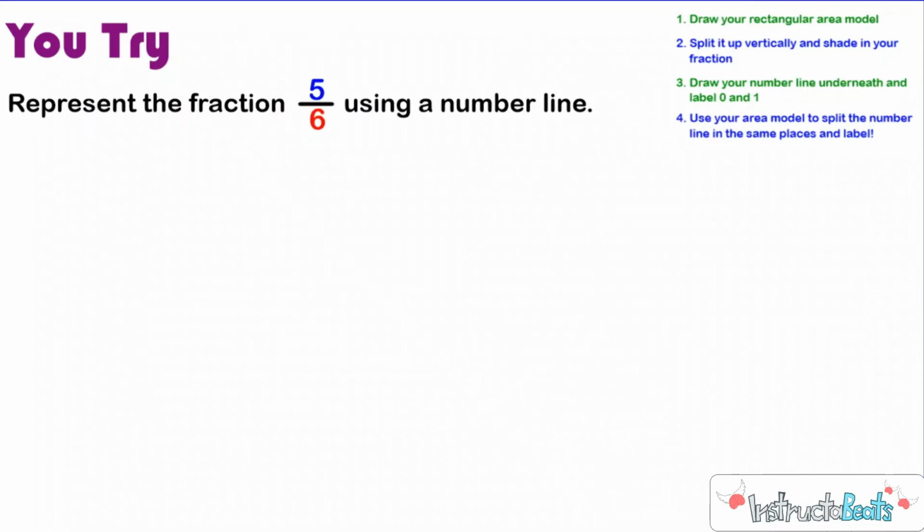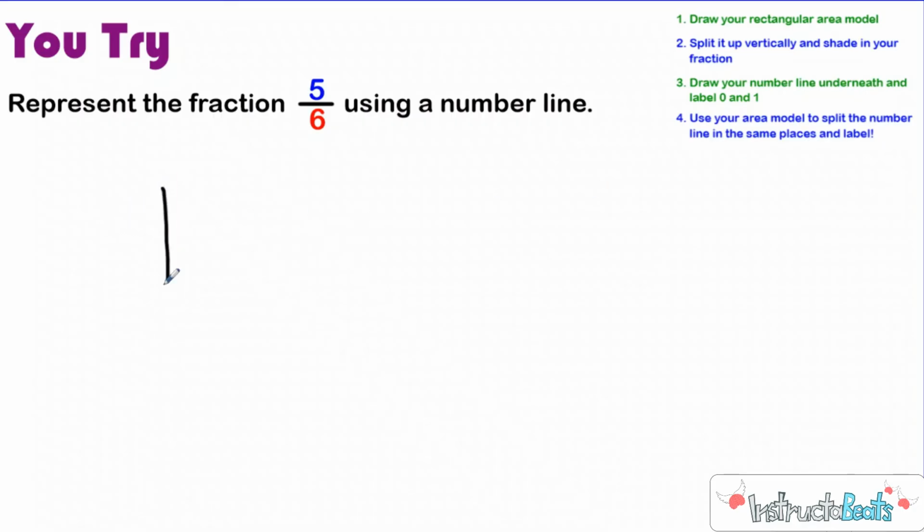So here we have our you try problem, okay? If you're new to Instructabeats, what you're going to do in a second is pause the video, try this one by yourself, and then push play to check your work. So we want to represent the fraction 5/6 using a number line, of course, following our steps. So you should use the area model first and then use that to make your flattened area model, or the number line. Go ahead and pause the video and then push play when you're ready to check your work.